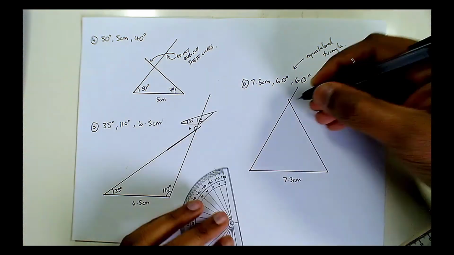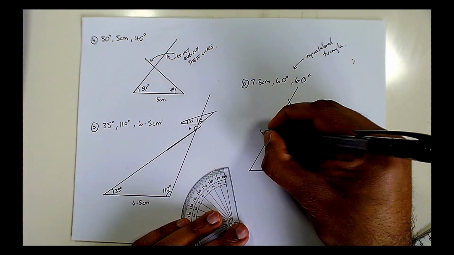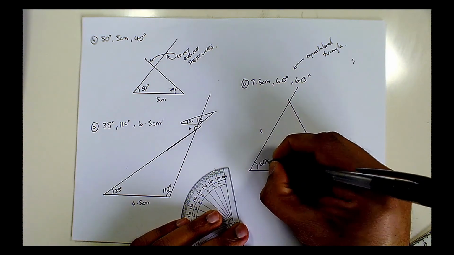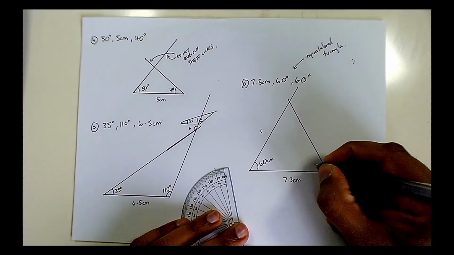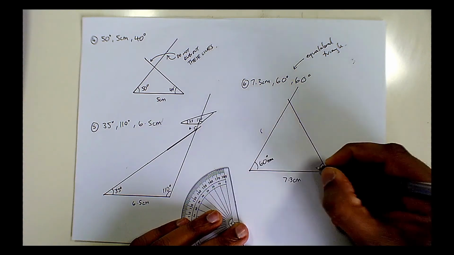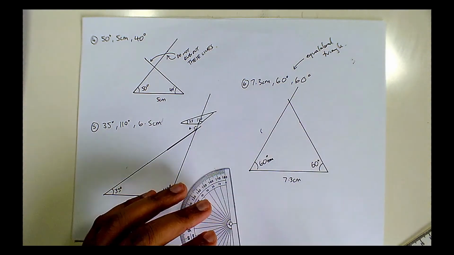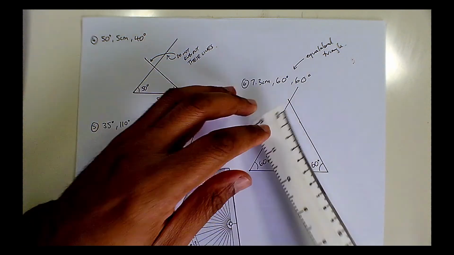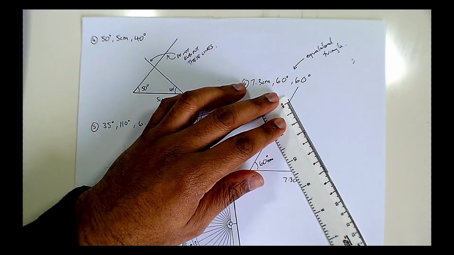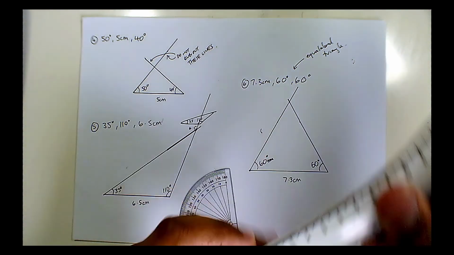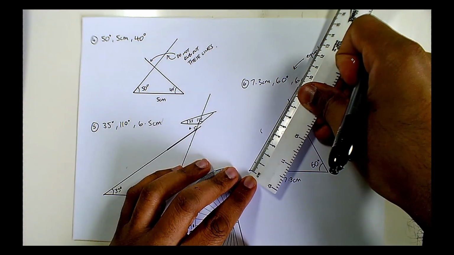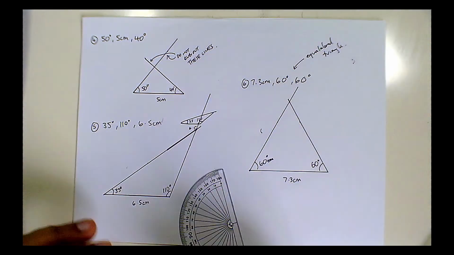Now that projection line is not as big in terms of that, so that's 60 degrees, and that's going to be 60 degrees. And again, I can always check to make sure this is correct, and if done correctly, this should be 7.3. Yep, 7.3 and 7.3. Perfect. And there we go.